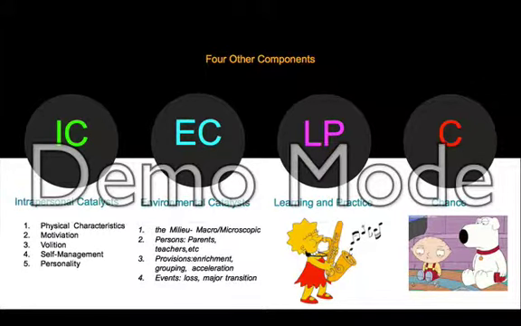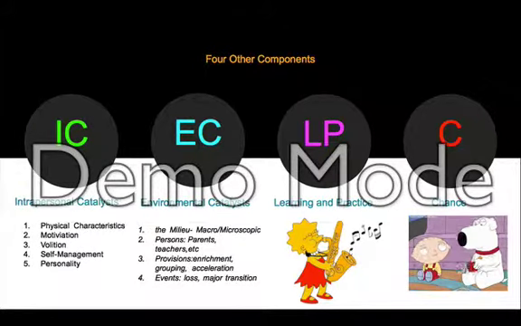When he discusses intrapersonal, he's talking about physical characteristics, motivation, volition, self-management, and personality, and he goes a little bit more in depth in each of these categories to explain the aspects that have an influence on giftedness or talent.